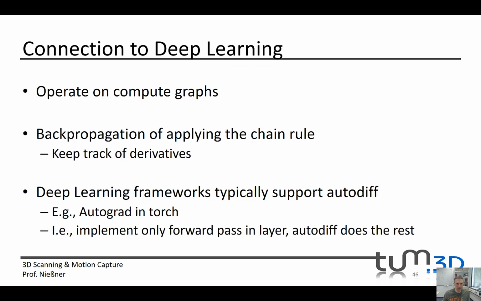In terms of the deep learning frameworks, a lot of them operate on compute graphs. Backpropagation, i.e. computation of the derivatives, is done by applying the chain rule, so they keep track of the derivatives. And then the deep learning frameworks, I mentioned this already, support some version of autodiff, like AutoGrad in Torch and PyTorch. In practice, when you want to do fast prototyping, you implement only the forward pass in your layer, and autodiff figures out how to do the rest for you.